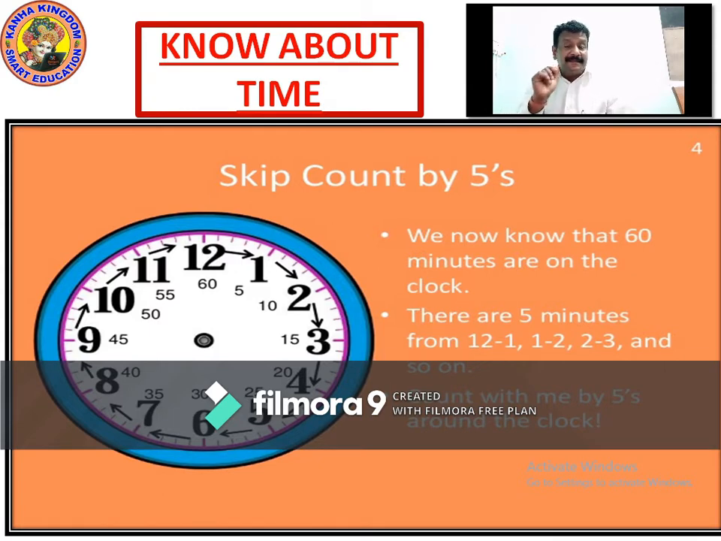When it is in 7, when you see any of the hands, like it is in 7, you have to calculate. How will you calculate? 7 5s are 35. On the clock, just adding 7 times 5, it comes to 35. If it is 9, 9 5s are 45. Then you come to know it's 45. Right? So this is how we skip count from 12 to 1, 1 to 2, 2 to 3, and so on. Count with me by 5s around the clock. Now let's count. I'll tell you, repeat.